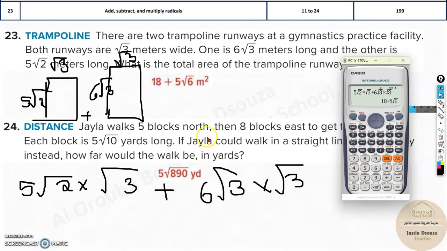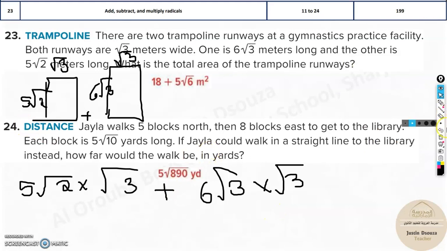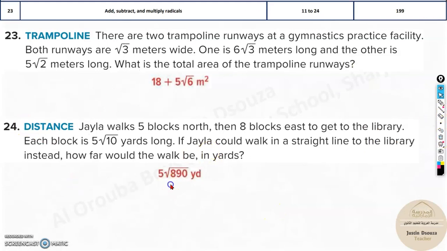That's the answer. Now over here, you need to do it just how we have done. Make sure we do it by the methods. And the last one is a simple one, so you need to do this by yourself. Now, read the problem properly. It says that Jayla walks 5 blocks north. You need to know north, south, east, west. And from here, you need to do a Pythagoras theorem.